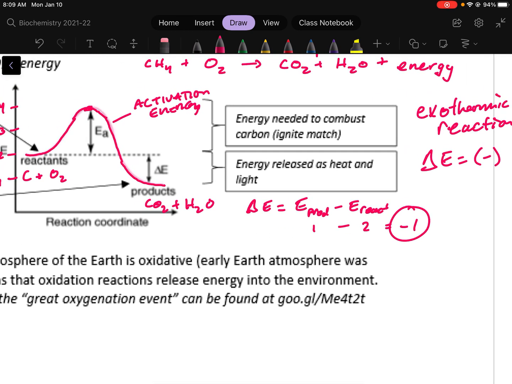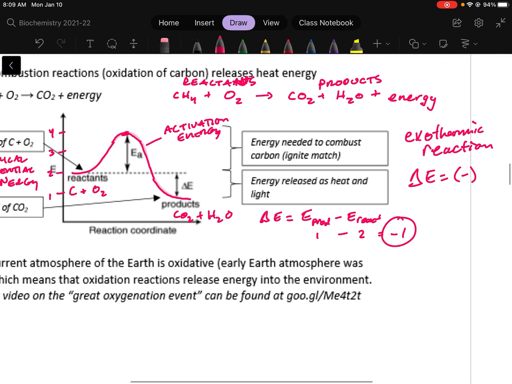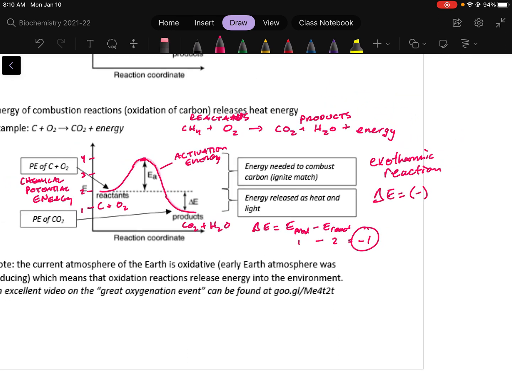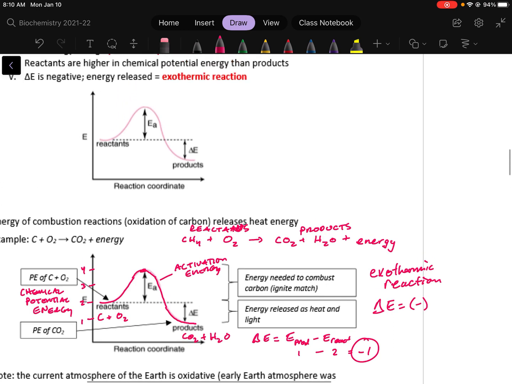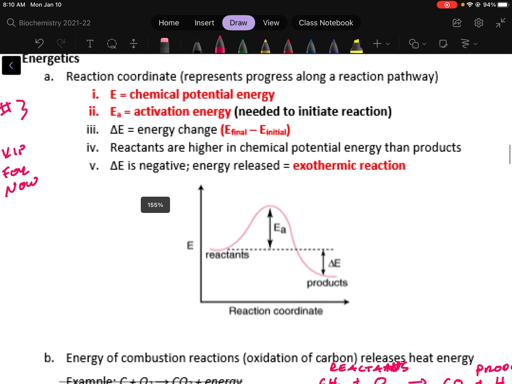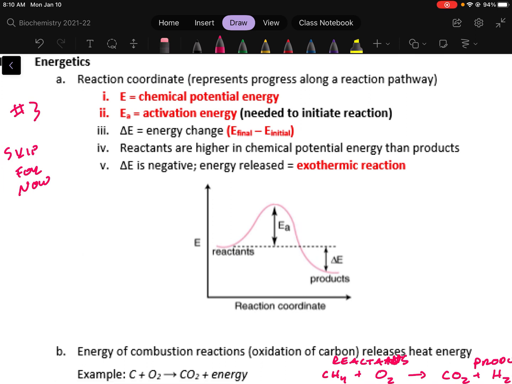What is delta E? It's the energy of the products minus the energy of the reactants. Where is this energy? Energy is stored in the bonds of these molecules. It takes energy to break those bonds, and then energy is either absorbed or released when products are formed. If it's released, that's what we call an exothermic reaction. So with this in mind, and hopefully all this is sinking in somewhat, this is what you need for number 3. So don't skip number 3 on the homework right now.